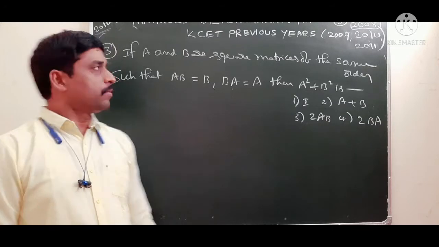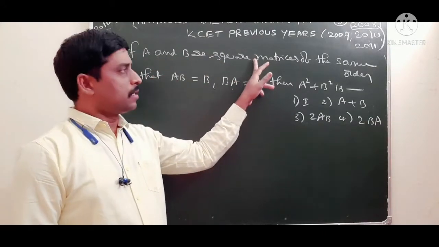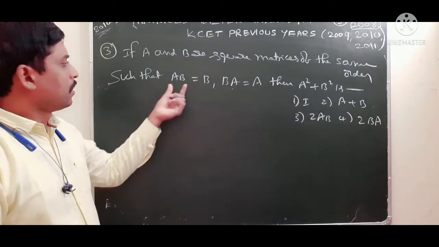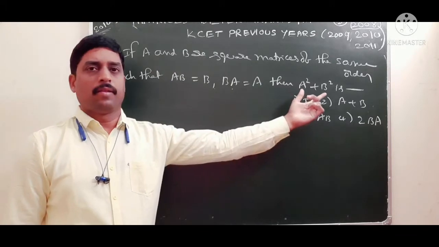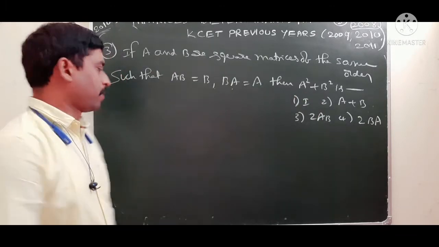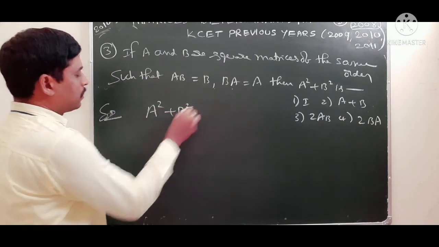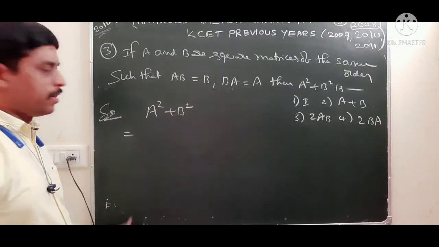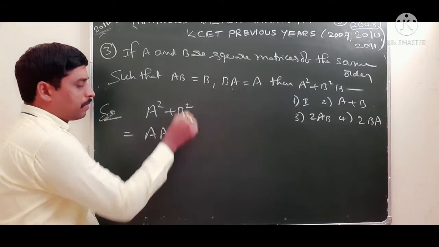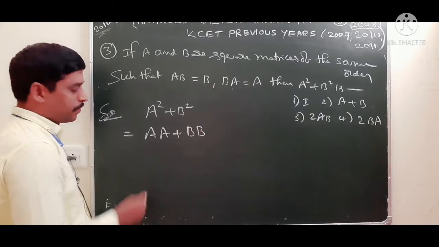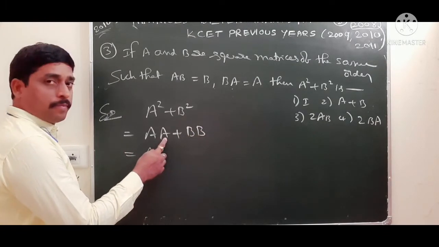Let us go to the next problem. This is from 2010. A and B are two square matrices of the same order and AB is equal to B, BA is equal to A, given. Then we have to find A square plus B square. A square can be written as A into A, and B square as B into B.